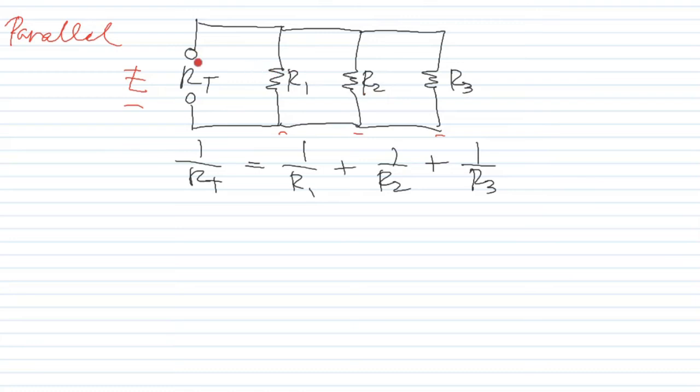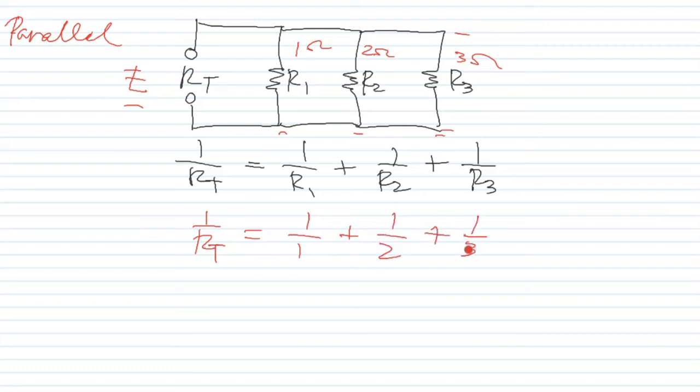But here we calculate the total resistance of the branch circuits. To do that, we have 1 over RT, or the reciprocal of the total resistance, is equal to the summation of the reciprocal of individual resistances. So let's say we have 1 ohm, 2 ohm, and 3 ohm. So 1 over RT is equal to 1 over 1 plus 1 over 2 plus 1 over 3.